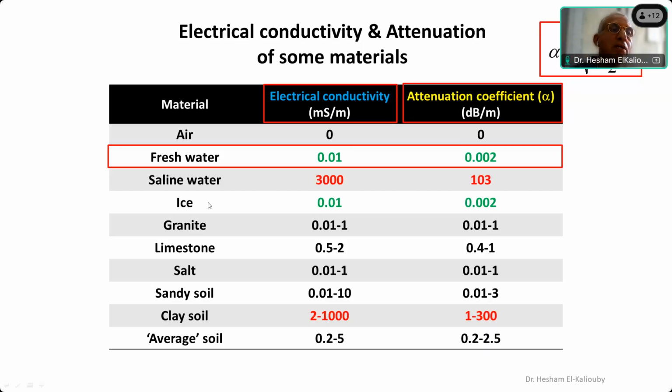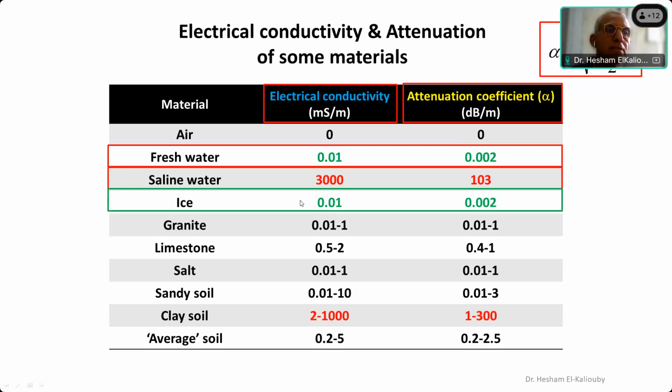On the other hand, saline water is about 3,000 millisiemens per meter. This is a very conductive environment, so the attenuation will be almost 100 decibel per meter, which will cause high attenuation for the GPR signal, so it cannot go that deep.